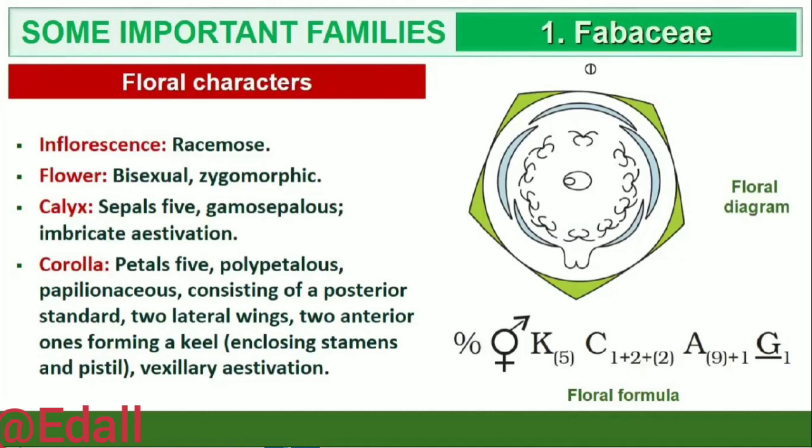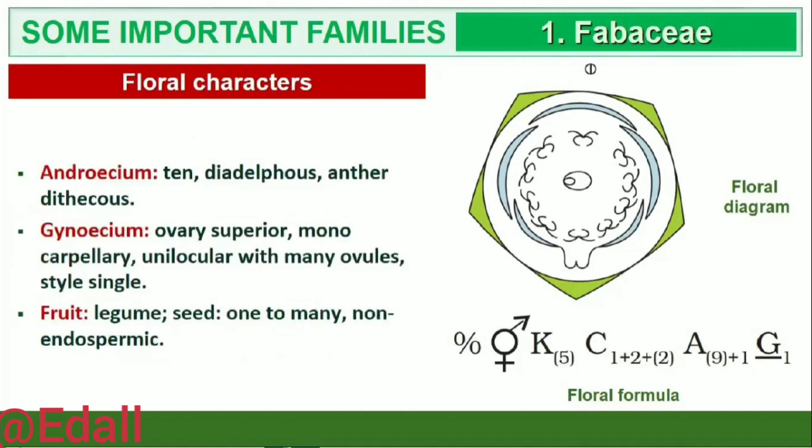Flower bisexual, zygomorphic. Calyx, sepals 5, gamosepalous, valvate, imbricate aestivation. Corolla, petals 5, polypetalous, papilionaceous, consisting of a posterior standard, 2 lateral wings, 2 anterior ones forming a keel, enclosing stamens and pistil, vexillary aestivation. Androecium, 10, diadelphous, anthers dithecous. Gynoecium, ovary superior, monocarpellary, unilocular with many ovules, style single. Fruit legume, seed one to many, non-endospermic.